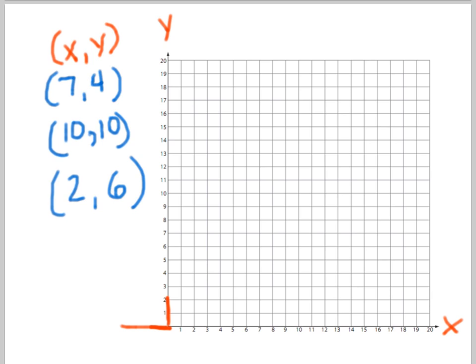So to find 7, 4, we go over to 7 and then up to 4. So that would be 7, 4. How about 10, 10? 10 up to 10. Right there. And 2, 6 would be right there. So a quick review on how to graph points. Now let's get into some equations.